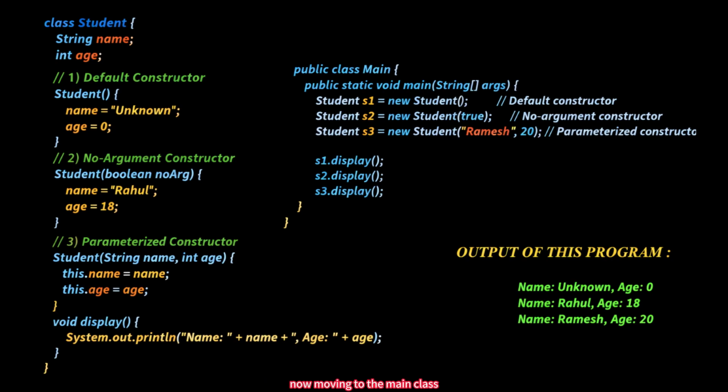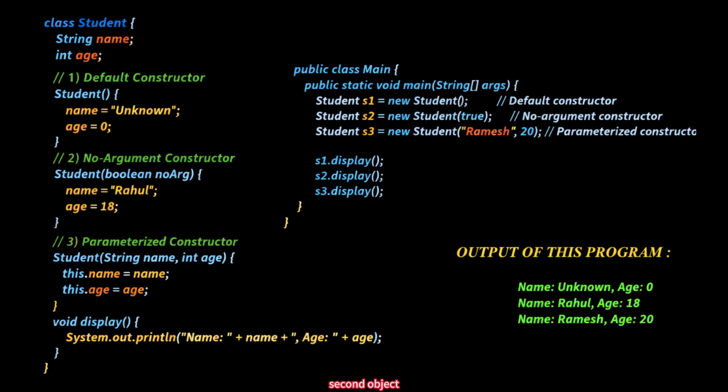Now moving to the main class. Inside the main method, we create objects. First object, student S1 is equal to new student. Here, we are not passing anything. So the default constructor is called automatically. It sets name is equal to unknown, age is equal to 0.